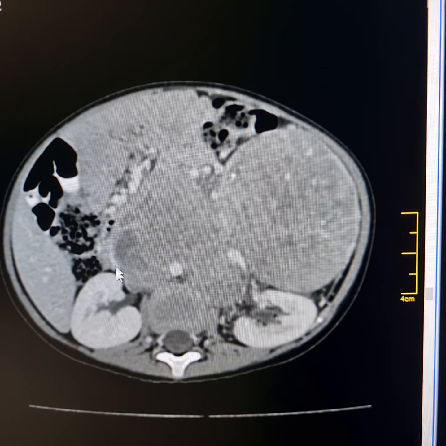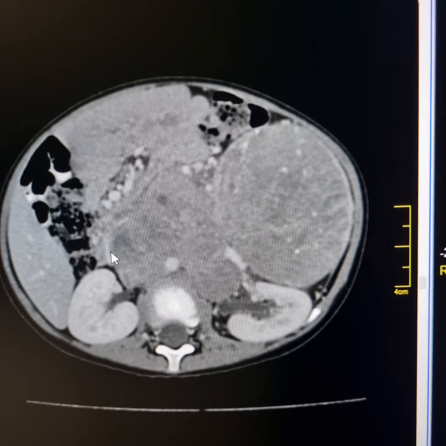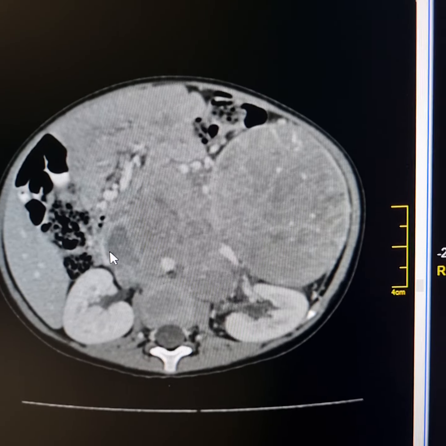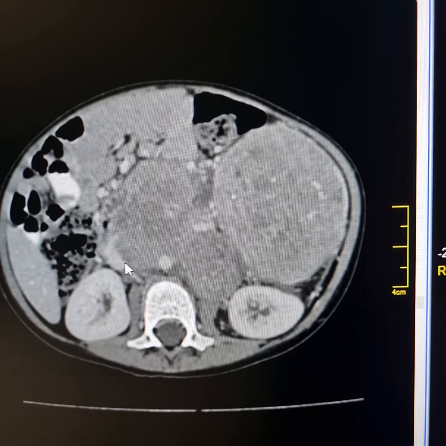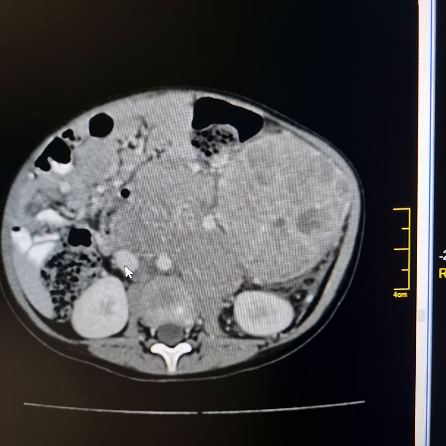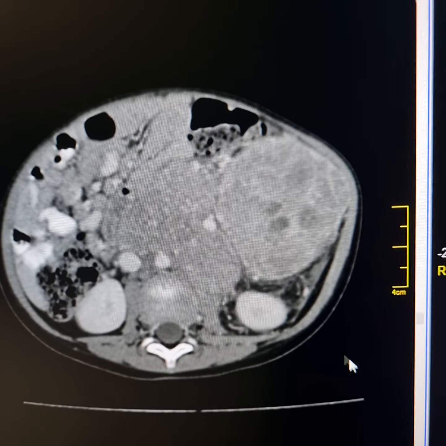The mass extends across the midline onto the right side. This is the inferior vena cava. It is displaced towards the right side. Its lumen is squeezed, markedly narrowed. The lower part of the inferior vena cava is slightly dilated.